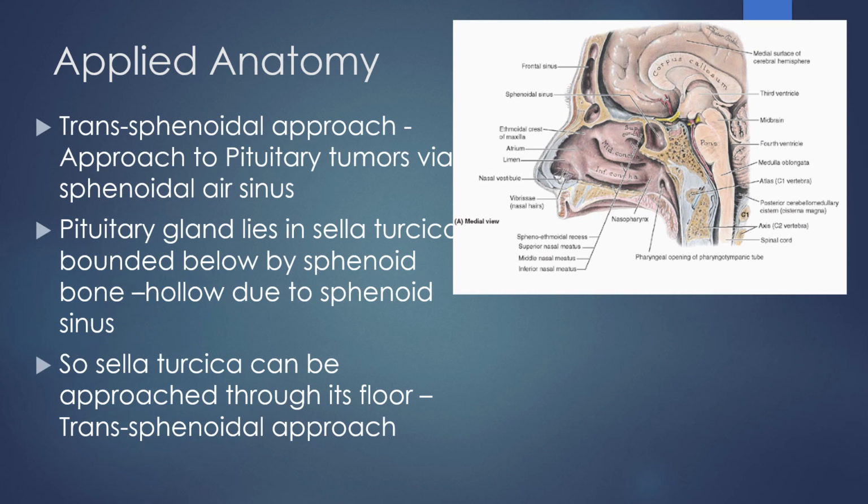Now the sphenoidal sinus can be used as an approach to the pituitary gland. So it is called as transsphenoidal approach because we can go through a scope from the nose through the sphenoidal air sinus and reach the pituitary gland for any surgery on the pituitary. So this is the transsphenoidal approach.